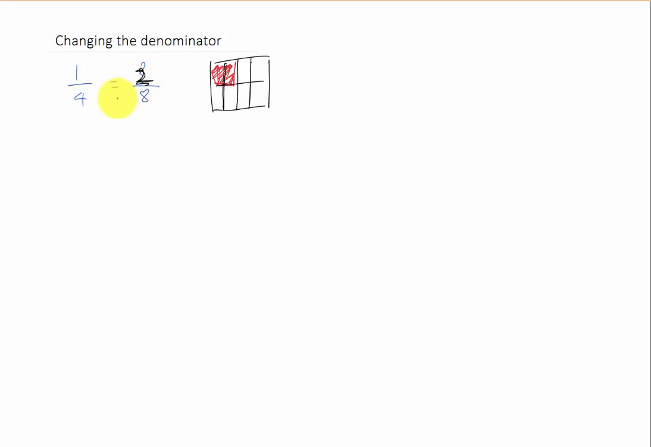Now how would we do that without drawing it out? Well, for this we have to remember two things. First of all, we have to remember that multiplying any number by 1 does not change the value of the number. And secondly, we have to remember that any fraction where the numerator and denominator are the same is equal to 1.